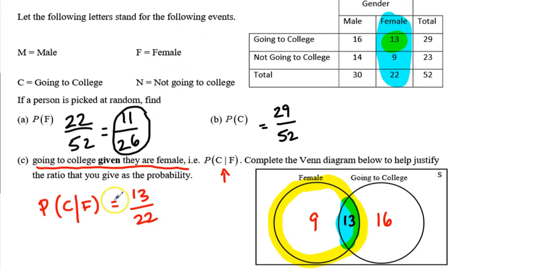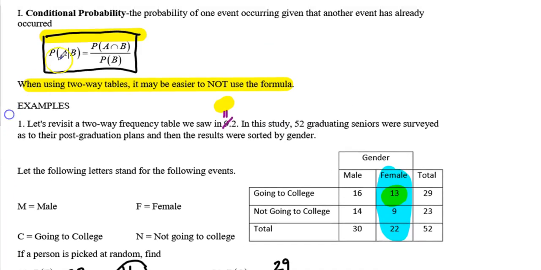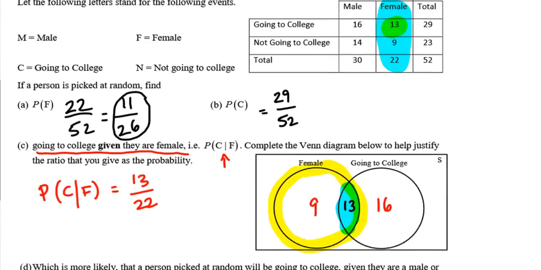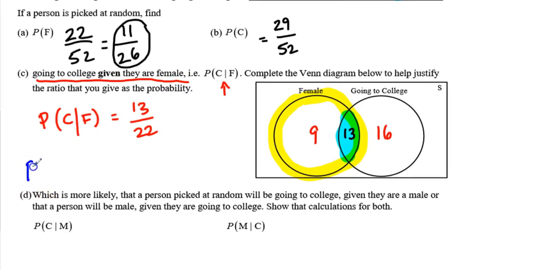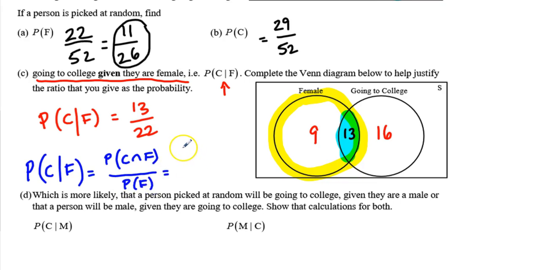And then not to belabor this question too much, but I want you to see where that formula that we looked up above, right here, this formula, how this connects to the answer that we just got. So again, the probability of going to college given that a person selected is female can be found by the probability of going to college and being female divided by the probability of just being female. And of course, we would have in the numerator probability of going to college and being female.